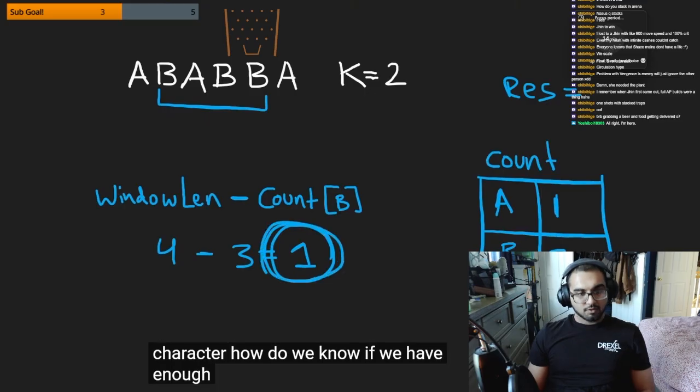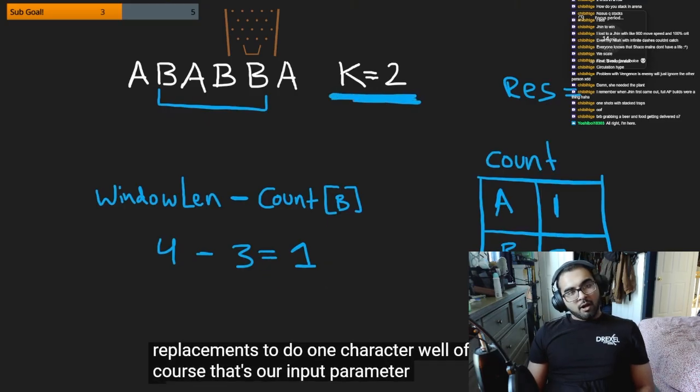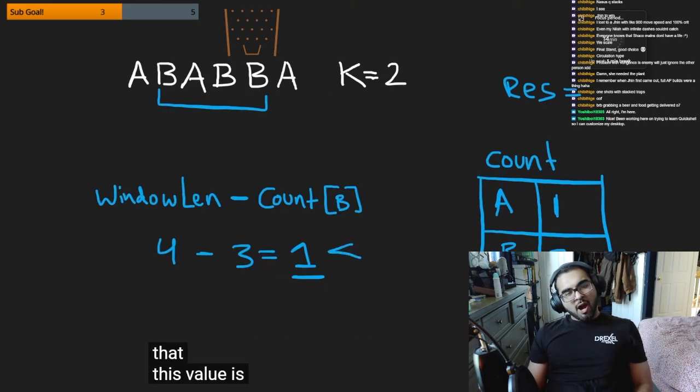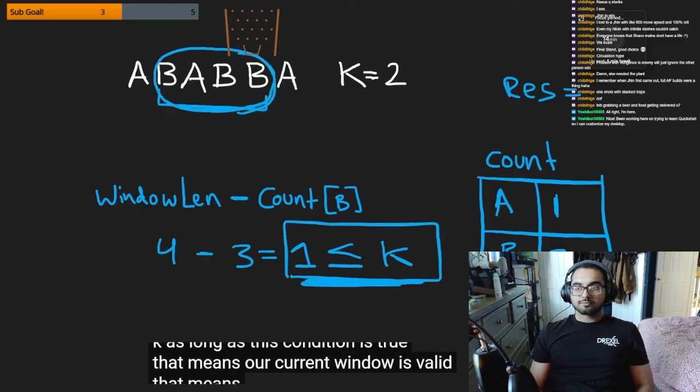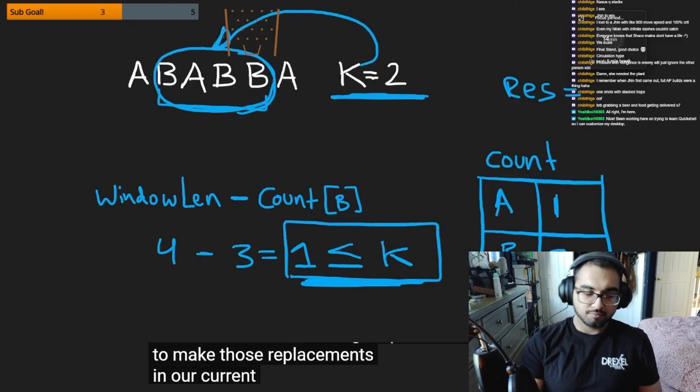How do we know if we have enough replacements to do 1 character? Well, of course, that's our input parameter K, right? So what we're confirming here is that this value is less than or equal to K. As long as this condition is true, that means our current window is valid. That means we have enough replacements to make those replacements in our current window.